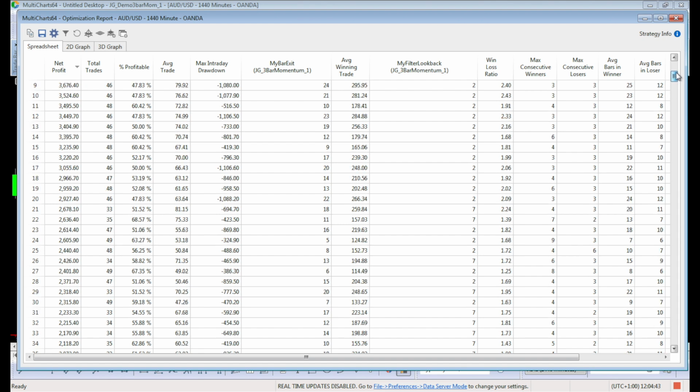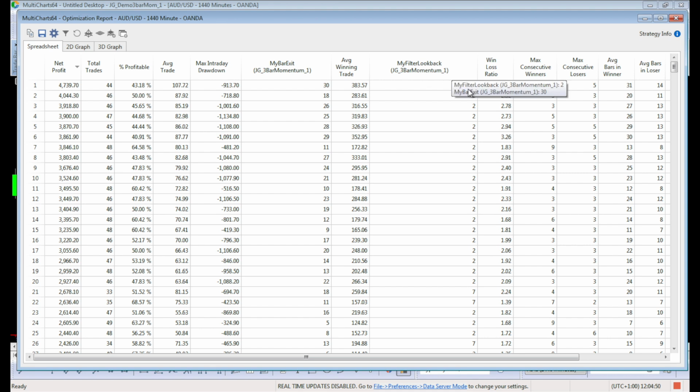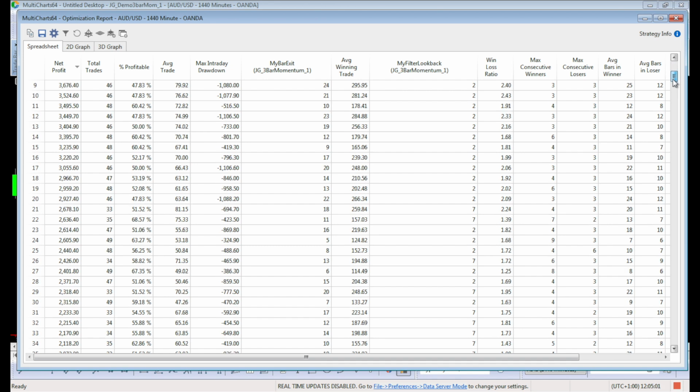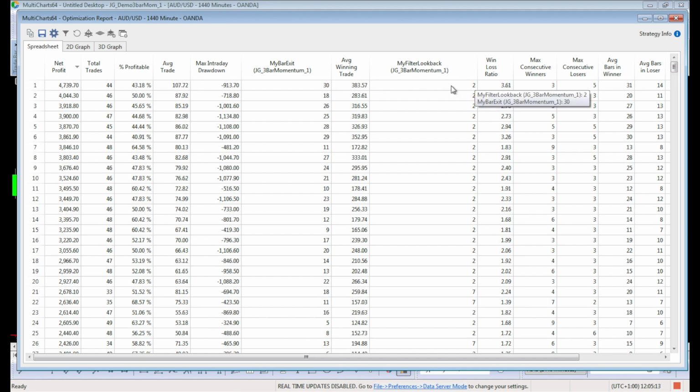Looking at the most profitable first, we'll notice that we see some very low look back filter lengths. And remember, 2 is using no filter at all. So the most profitable in terms of net profit using no filter. If we scroll down, we can see that we've got 2s, 7s, 2s. We've definitely got low lengths on that filter, and that confirms what I tested earlier on the portfolio level, that using no filter actually works better.